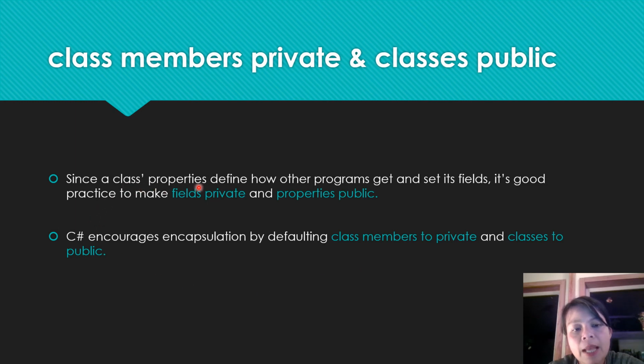Since a class's properties define how other programs can get and set its fields, it's good practice to make fields private and to make properties public. I repeat, make the fields of a class private and make the properties of a class public. C# encourages encapsulation by defaulting class members to private and classes to public.